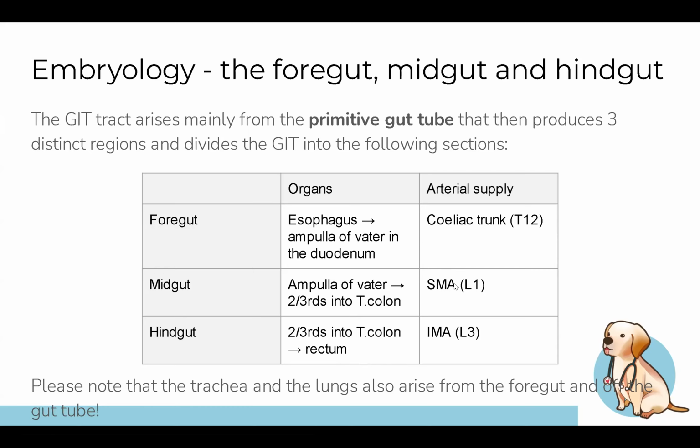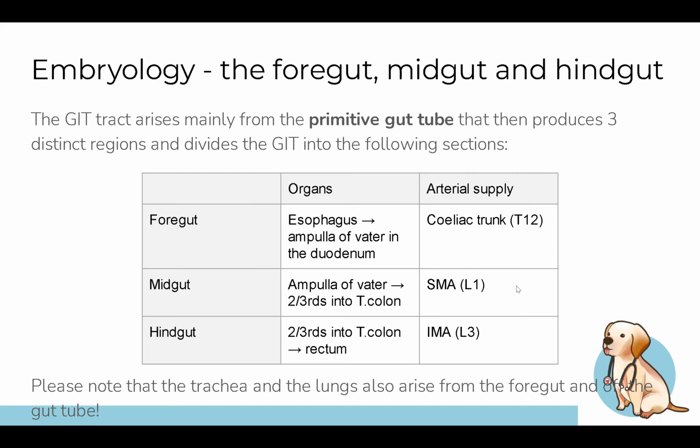You'll notice that the celiac trunk and SMA are very close, T12 to L1. And then there's a bit of a gap between the SMA and IMA, L1 to L3, so it skips L2. A way to remember that, it made sense to me, I don't know if it'll make sense to anyone else: you have the large intestine in between the midgut and the hindgut, because it's 2/3 of the way into the transverse colon. And large intestine, meaning there's a large gap, so there's a larger gap between the vertebral levels of these arteries.